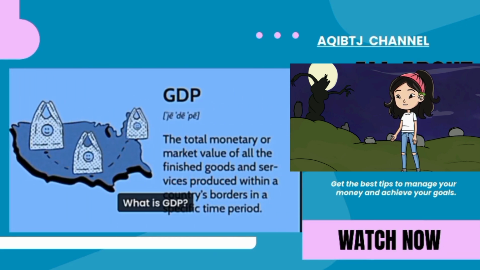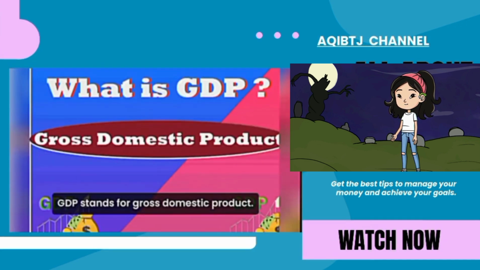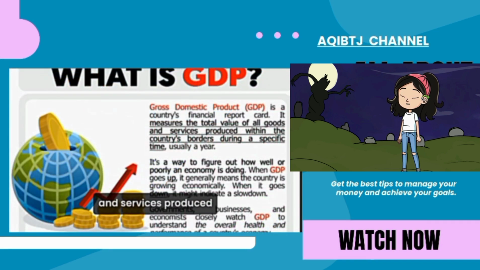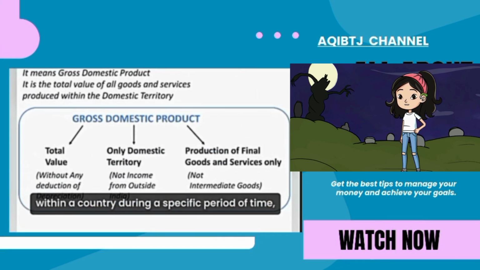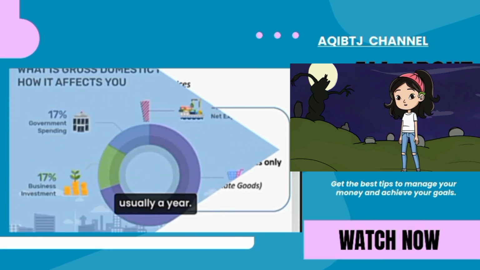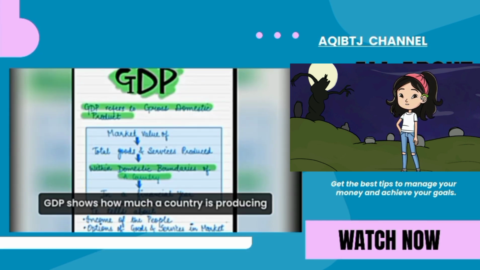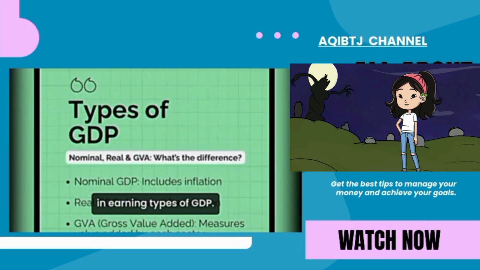What is GDP? GDP stands for Gross Domestic Product. It is the total value of all goods and services produced within a country during a specific period of time, usually a year. Simple meaning: GDP shows how much a country is producing and earning.